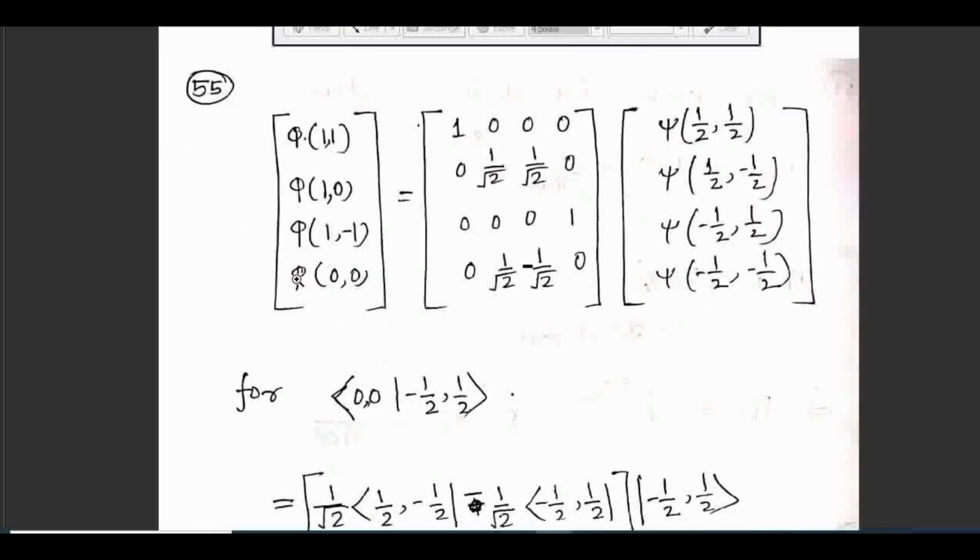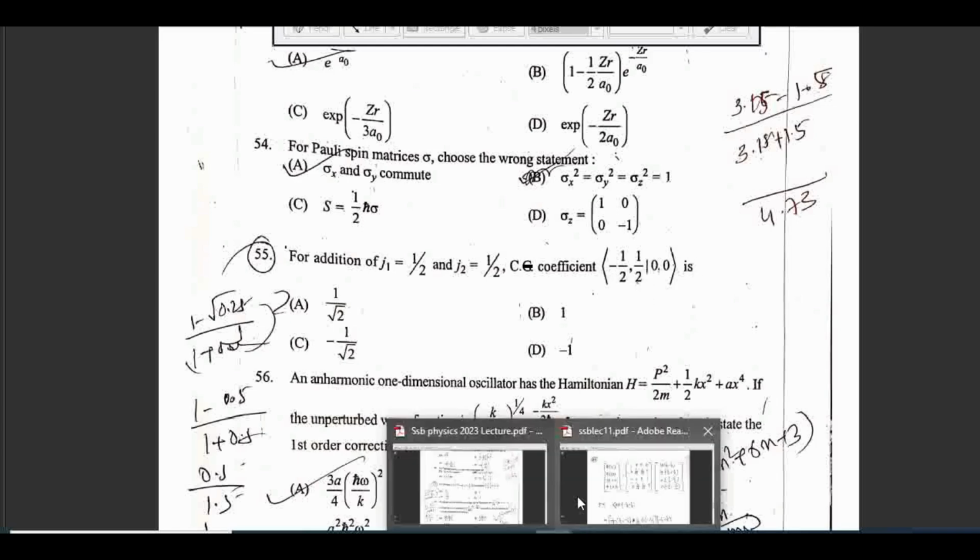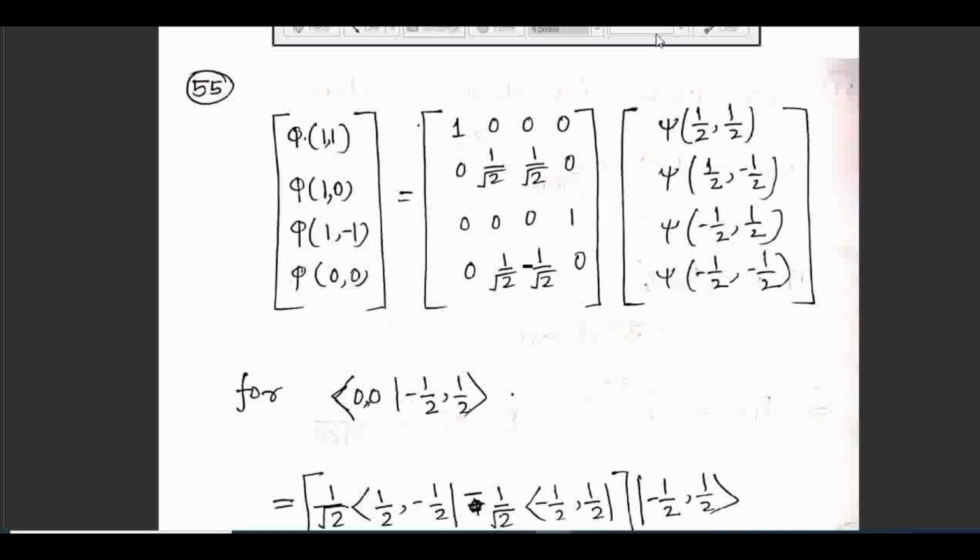If you multiply this basis with this one, minus 1 by 2, 1 by 2, minus 1 by 2, then the corresponding coefficient is what? Minus 1 by 2. You will get minus 1 by root 2.